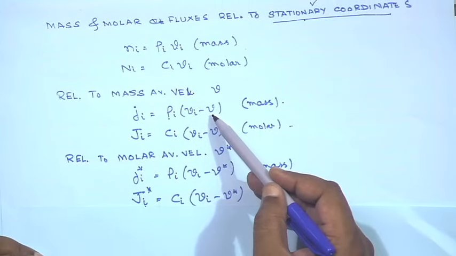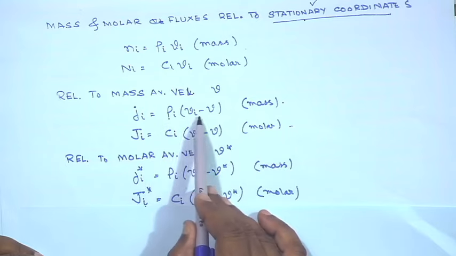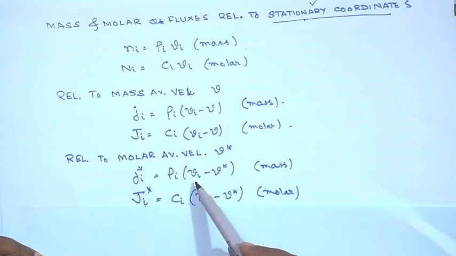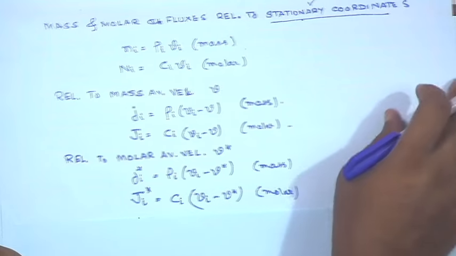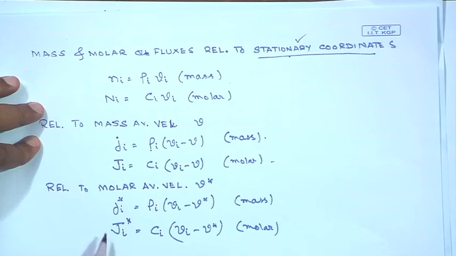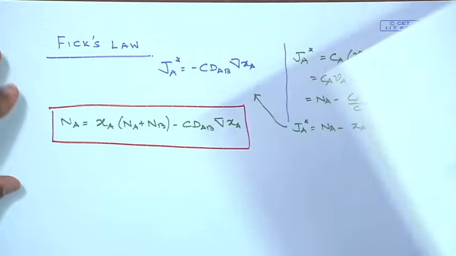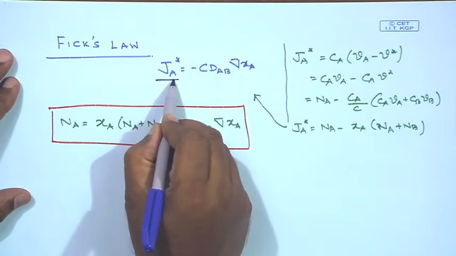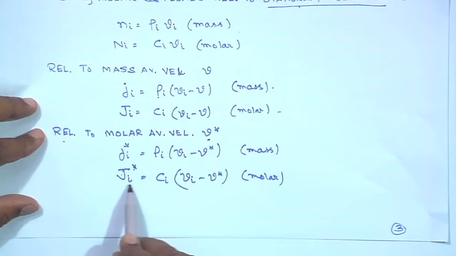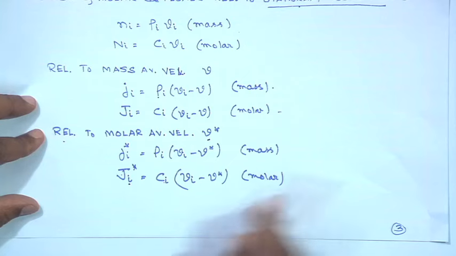If I have a mass average velocity and I express relative to the mass average velocity, it is simply going to be V I minus V. If I do it in terms of molar average velocity, it is going to be V I minus V star for the case of mass, and for the case of moles, it is simply going to be C I. Now, this flux, be it mass flux or molar flux, is generally expressed, the molar flux, where if you look at J star, this is the molar flux of the ith species when the flux is relative to the molar average velocity, so J I star is equal to C I times V I minus V star.